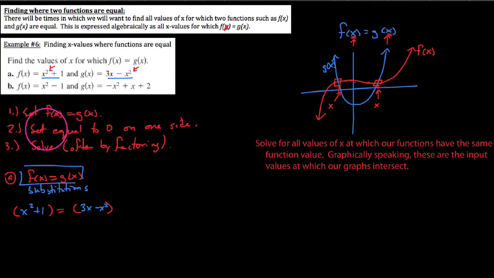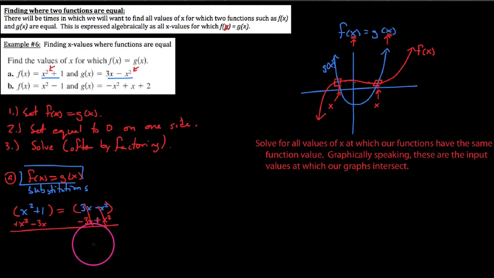So like I mentioned in our directives, we're going to set one side equal to 0, and I feel like it would be easiest to go ahead and add this x squared and subtract 3x off of the right. And we'll do the same thing over here. We'll add an x squared and we'll subtract 3x.